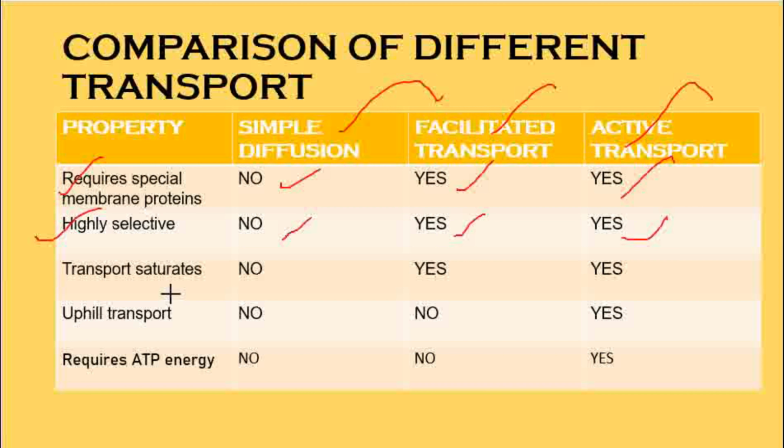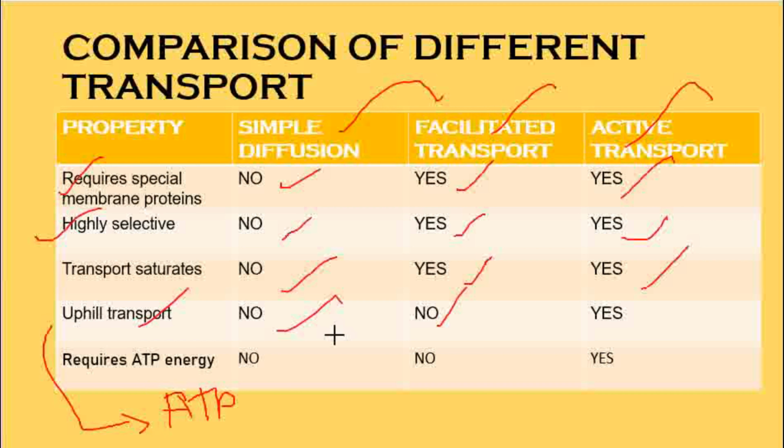Transport saturation point does not occur in simple diffusion, but in facilitated diffusion there is a saturation point, and in active transport also there is a saturation point. And does uphill transport occur? No. In both simple diffusion and facilitated transport there is no uphill transport, since they do not use ATP. There is no spending of energy in this case. We go from low concentration to high concentration only in active transport, so we need energy.